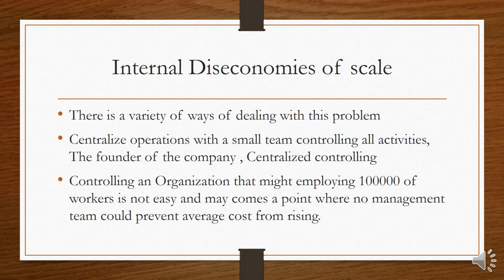Controlling an organization that might employ a hundred thousand workers is not easy, and a point may come where no management team could prevent average cost from rising. We know that when the number of employees is beyond our control, even a management team fails to control the cost. So that's why cost is rising, and that's why internal diseconomies of scale exist.